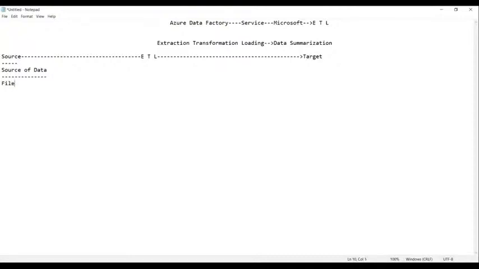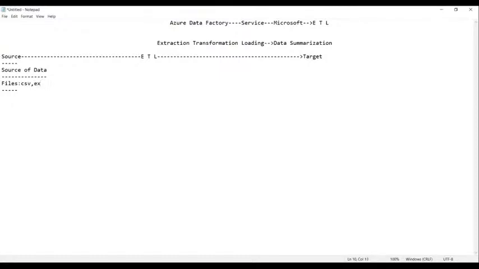We can get the data from files. What are the files we can have? We can have CSV files, which are comma delimited files. CSV itself stands for comma separated value files. Then we have Excel files.